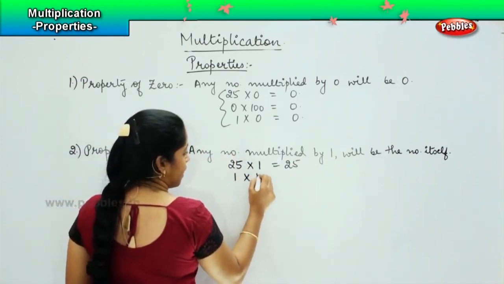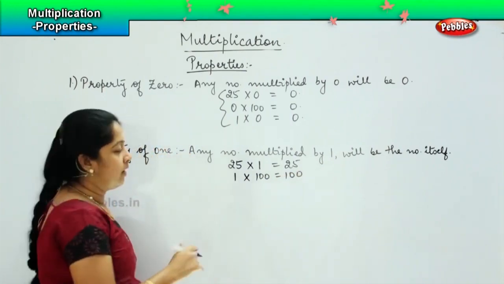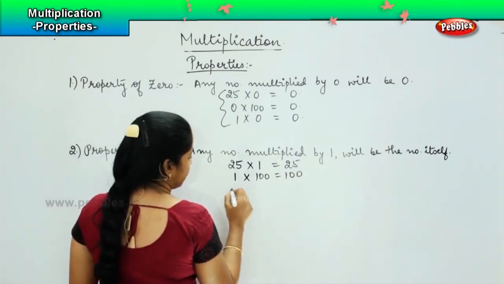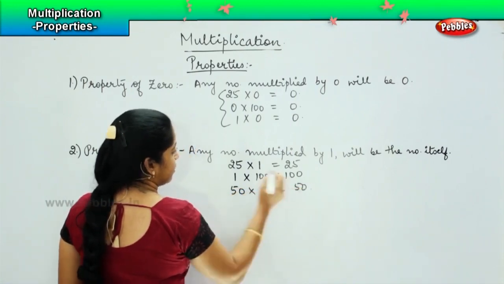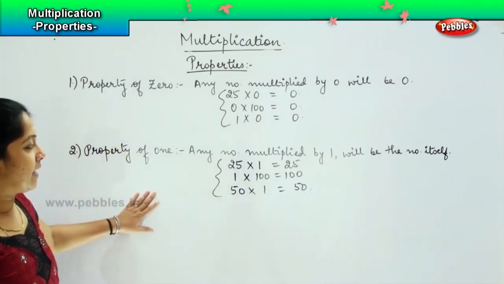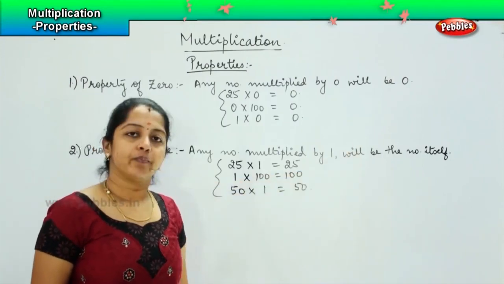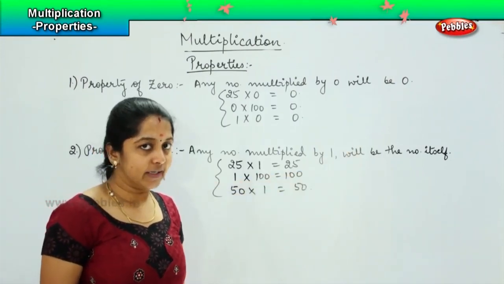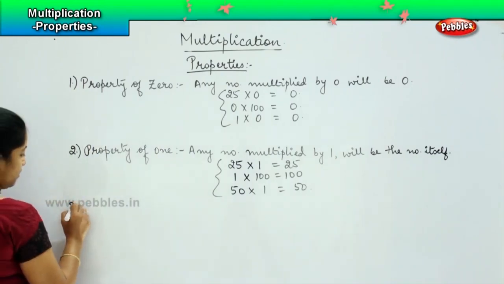1 into 100 will be 100. Okay, then say 50 into 1 will be 50. So here this rule states that if I multiply any number by 1, my answer will be the number itself. Clear? Now the third one is the order property.